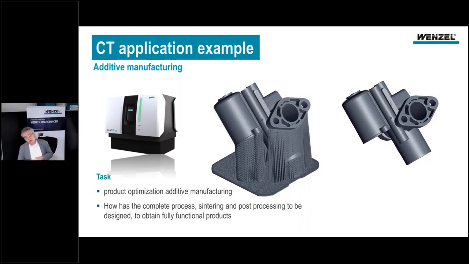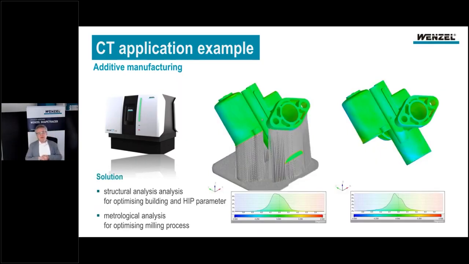Here in this application, we scanned a part, which is in fact the same part. One scan was when it was freshly built, and then one at the end of the process, when it was sintered and finished. Here we can do an analysis to see if the process is fine, and if the quality of the part is good.